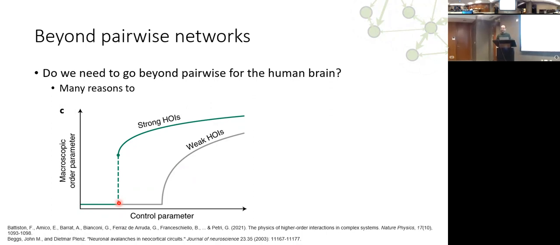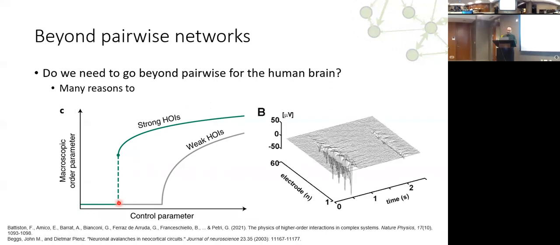So there are many reasons for us to want to go higher. As I mentioned, these are, for example, some of the neural avalanches that can happen in time very fast. Fast transitions.